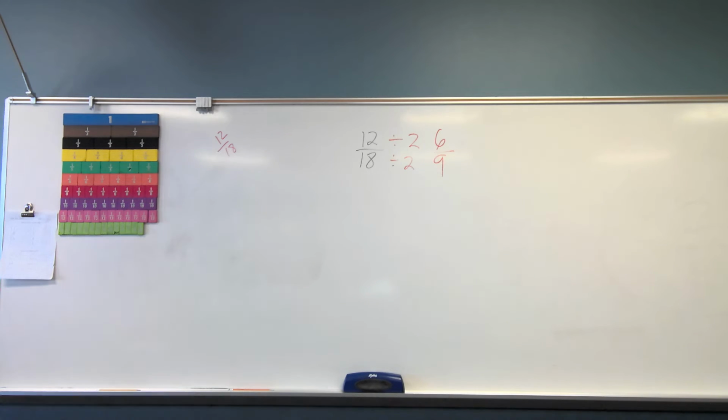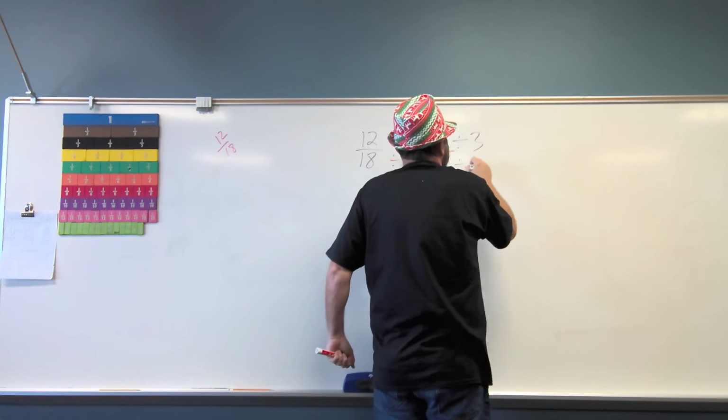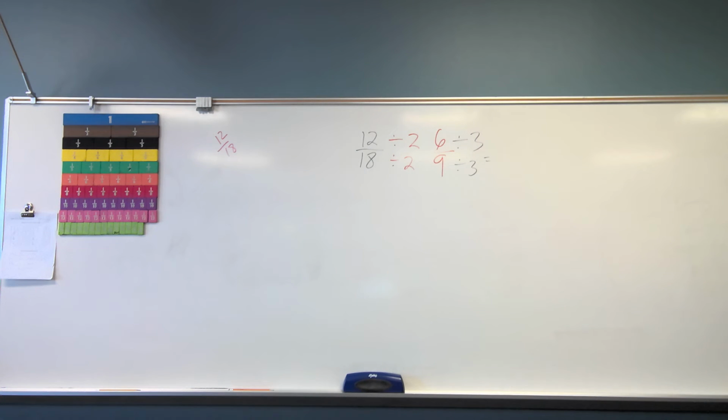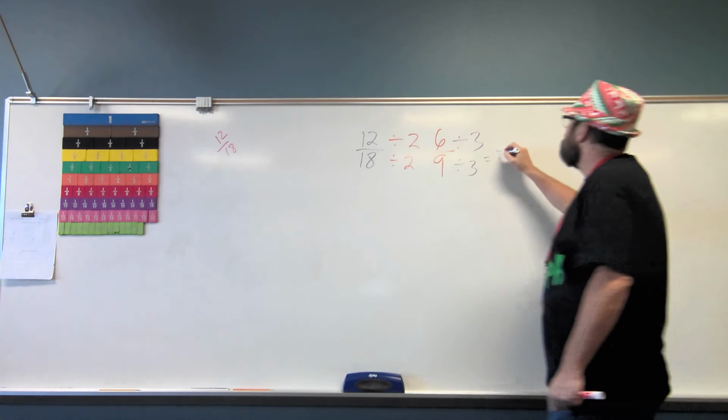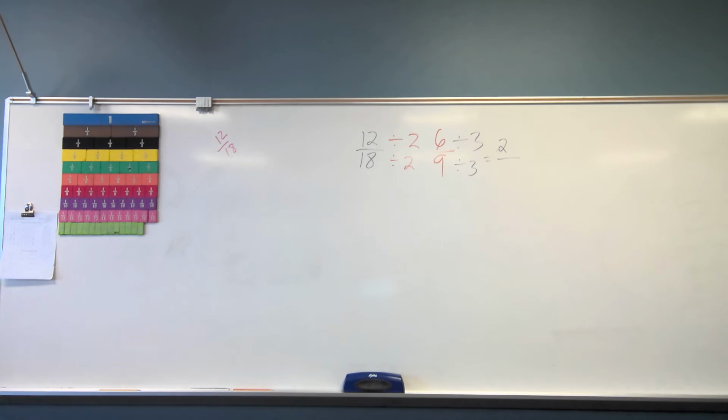We could divide again by 3. So if we divide these both by 3, Layla, what is 6 divided by 3? 2. Very good. And Layla, what is 9 divided by 3? 3. Good.